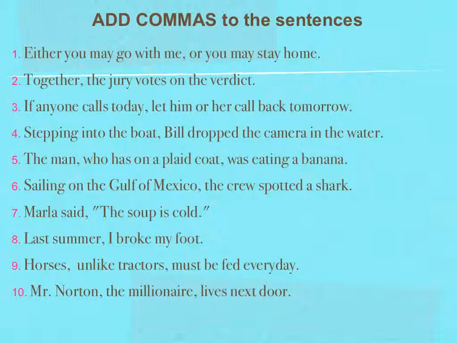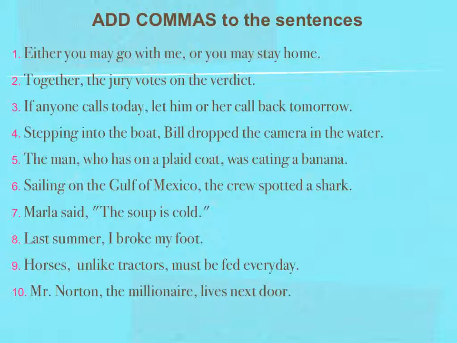5, man, comma, coat, comma. Put commas before and after this adjective clause that describes the man. 6, comma after the ing phrase, Mexico, comma. 7, comma after said to introduce the quote. 8, comma after summer for the short adverb phrase. 9, horses, comma, unlike tractors, comma. Notice this is an antithetical phrase. Put a comma before and after because it's in the middle of the sentence. 10, Norton, comma, the millionaire, comma, lives next door.